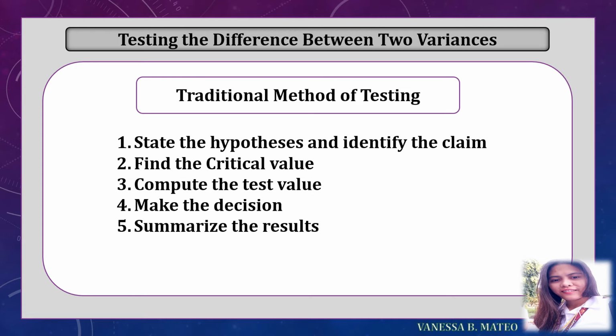Remember that also in test of hypothesis using the traditional method, these 5 steps should be taken. The first is to state the hypothesis and identify the claim. The second is to find the critical value, then compute the test value, and the fourth and fifth are to make the decision and summarize the results. So, ginagamit din yung traditional method of testing sa comparison ng two variances.